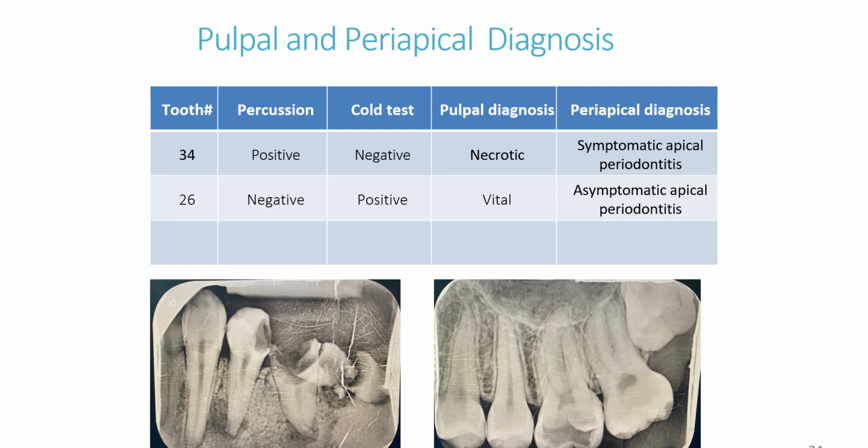In addition to the pulpal and periapical diagnosis, we need the radiographs and to list the tests of the pulp vitality and the periapical test, which is the percussion in this case. We use also the cold test, and then we will give the pulpal diagnosis and the periapical diagnosis. This is not done for all the teeth, only the teeth indicated for such diagnosis.